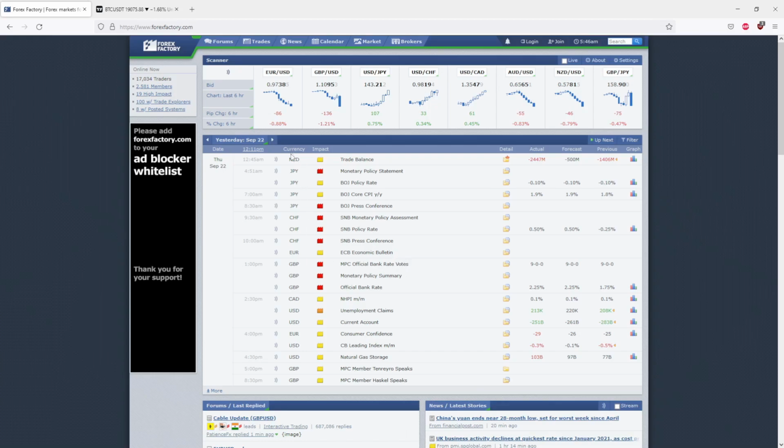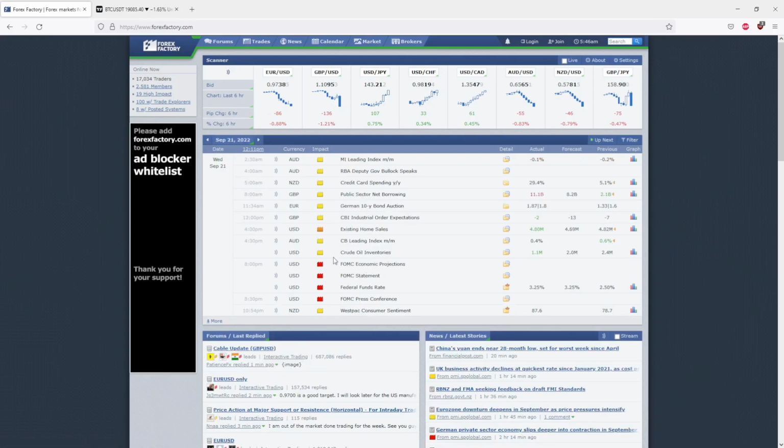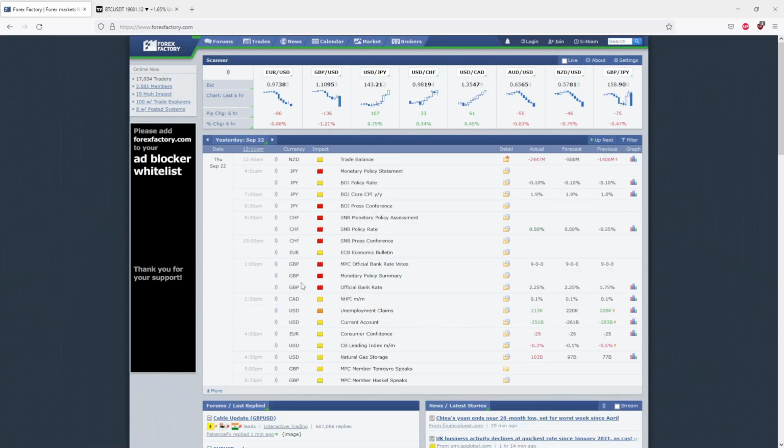As you can see, for US dollar, there was no high impact news event. So different to Wednesday, where we had FOMC. As you can see here, we had the high impact news events, which tempered with price a bit. We don't have any high impact news events for US dollar on September 22nd.